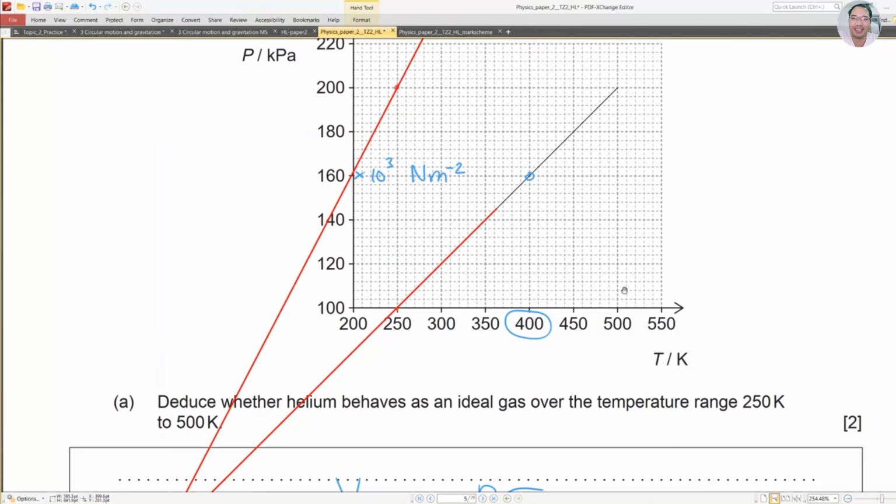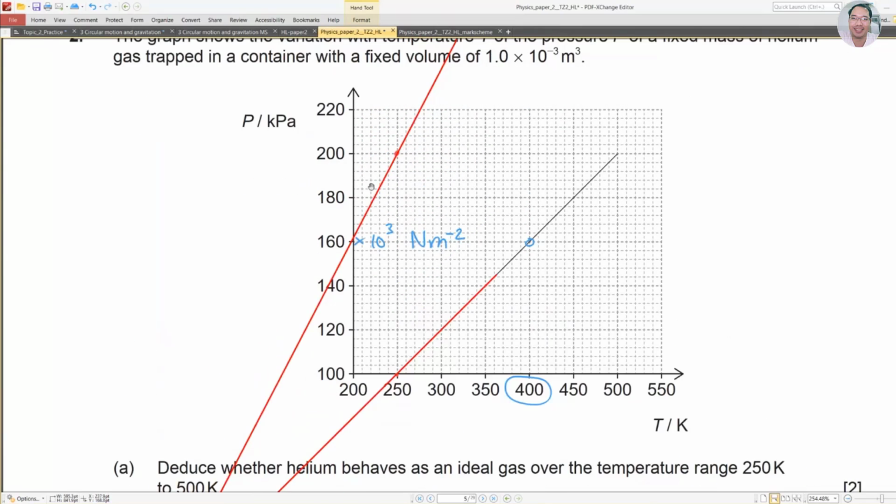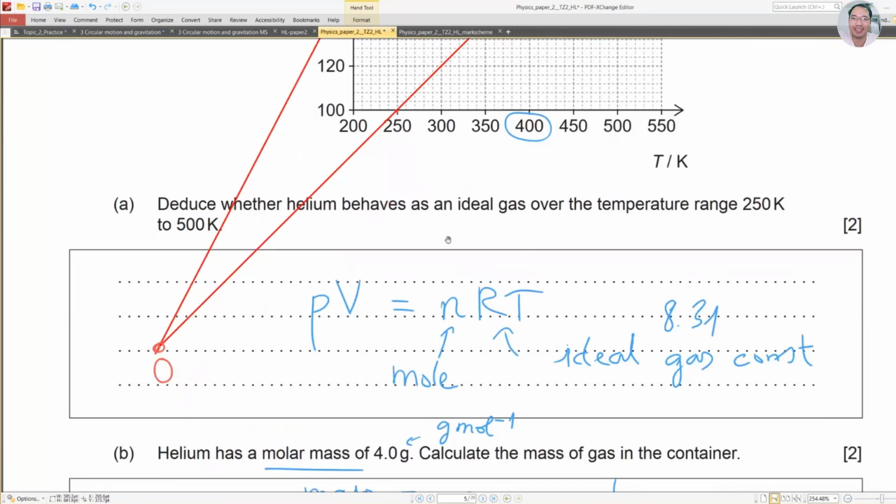And so we need to explain why it has a different gradient. The pressure is proportional to the number of moles. Just call them P1 and P2: P1 for the first container, P2 for the second container. This is twice the number of moles, so it has twice the gradient.